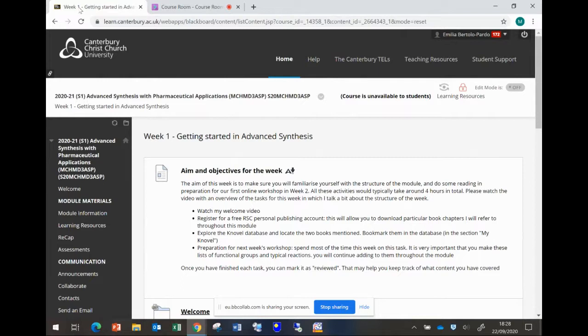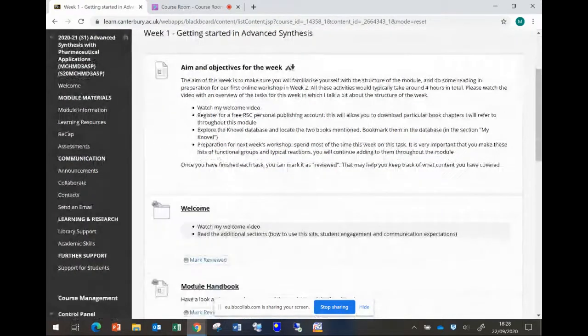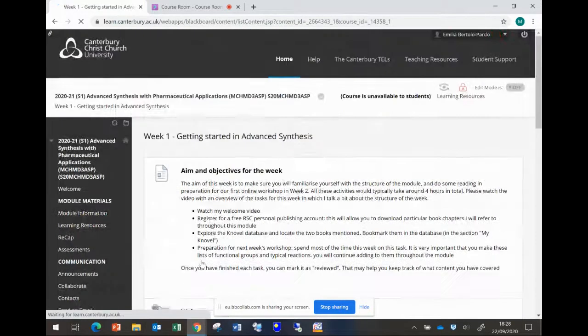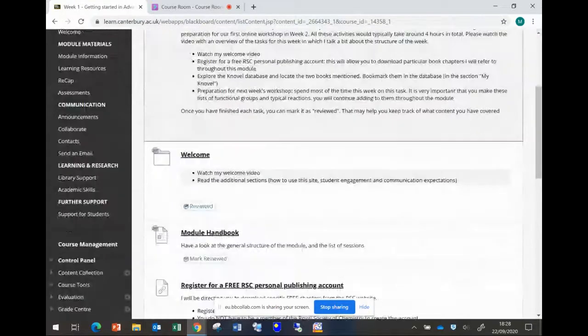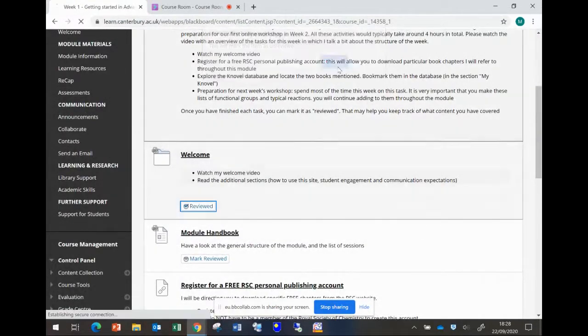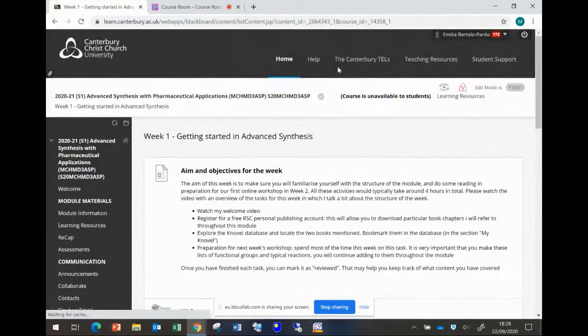Once you finish each task, you don't have to do it, but you might find it useful to keep track of what you have done and what you have not done to mark the item as review. And you can always mark it again if you remember that to add something you haven't done before.